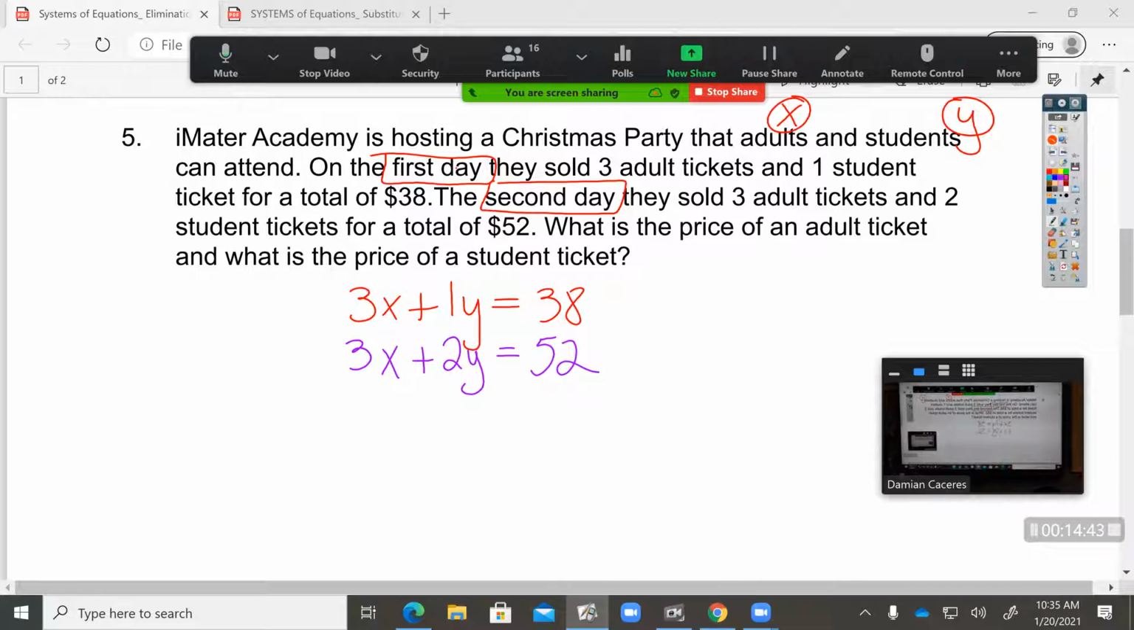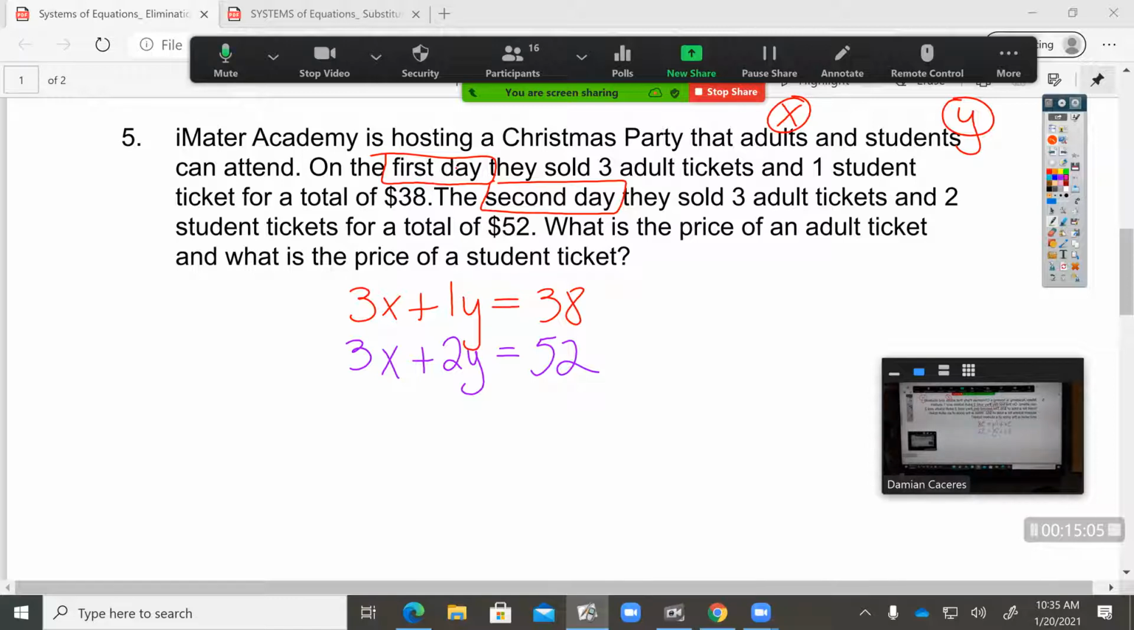You could read the what? The total amount of tickets he sold. Yes, but be more specific. You have 3 adults on top, you have 3 adults on the bottom. But on the first day, only one student ticket was sold. On the second day, two student tickets were sold.